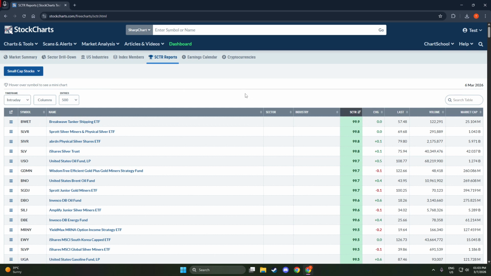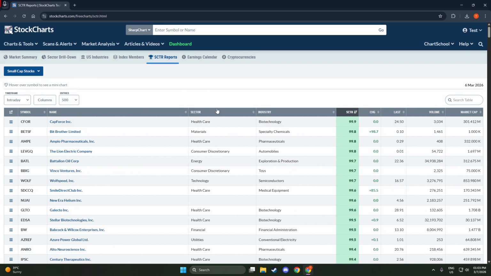When something catches your eye, open the chart directly from the report by clicking its ticker. Confirm the story behind the number. Check that the trend is up, pullbacks are finding support, and breakouts are holding. Map key support and resistance.